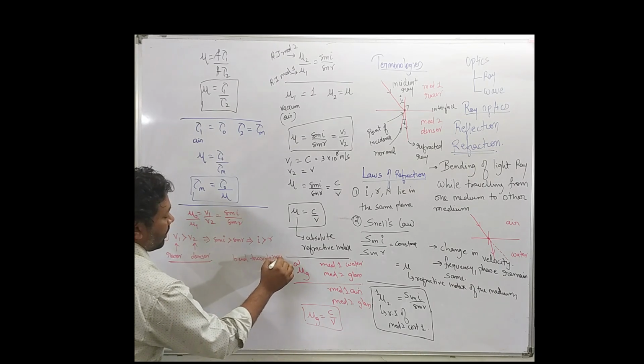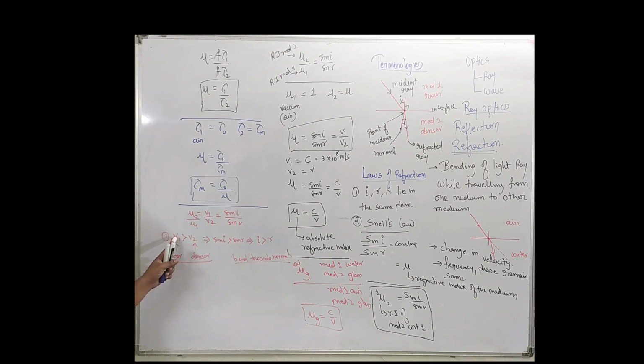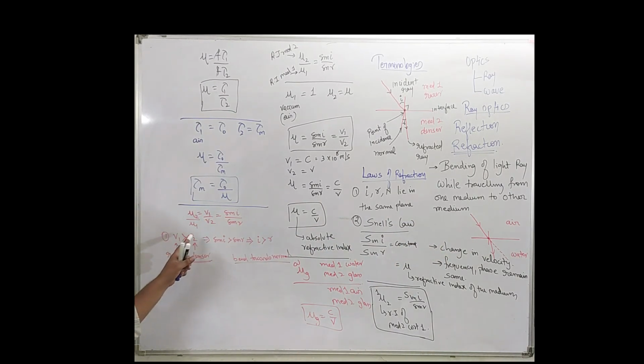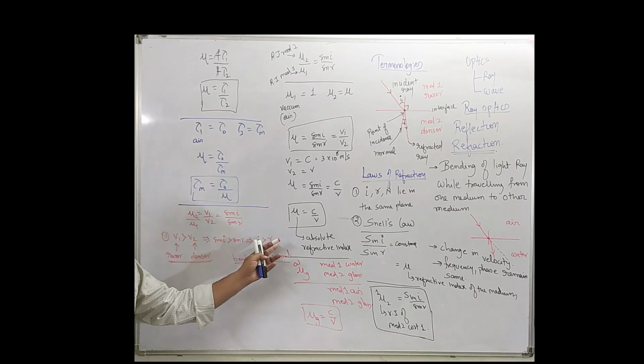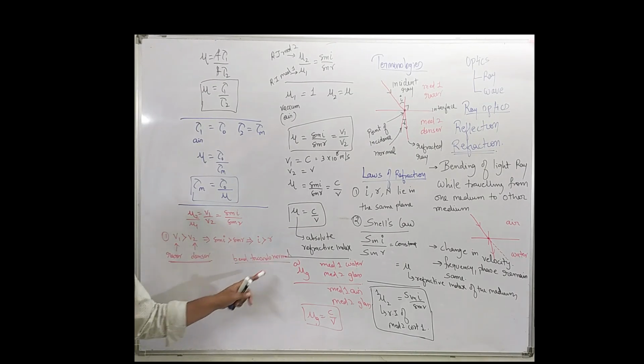So this rule has come from this conclusion: if the velocity in medium 1 is more, that is, medium 1 is a rarer medium and medium 2 is a denser medium, which ultimately leads to the conclusion that sin i is greater than sin r, which can be reduced to i is greater than r. Finally we conclude that since i is greater than r, the ray of light will bend towards the normal.